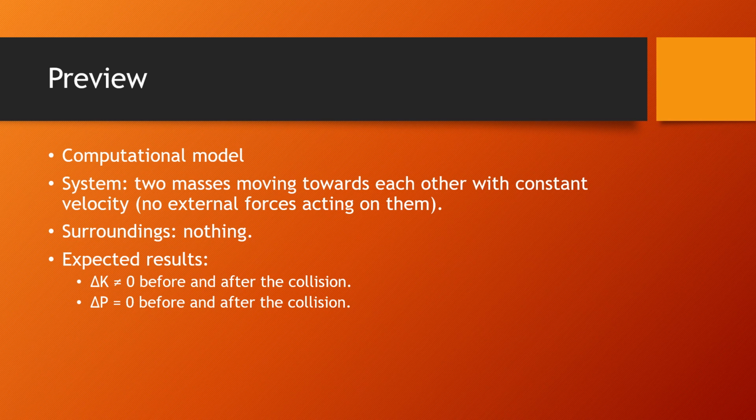The fundamental principles in this lab are the momentum and energy principles. This lab will be entirely computational, as the inelastic collision will be modeled. The system will consist of two masses moving towards each other at a constant velocity until they collide, meaning there's no forces acting on the system, hence nothing in the surroundings. The expected results of an inelastic collision are that the change in kinetic energy of the system is not zero, as energy is transferred in the collision, but momentum is conserved throughout the collision.